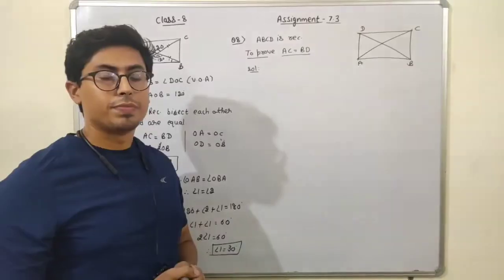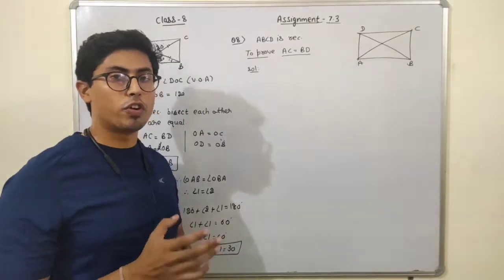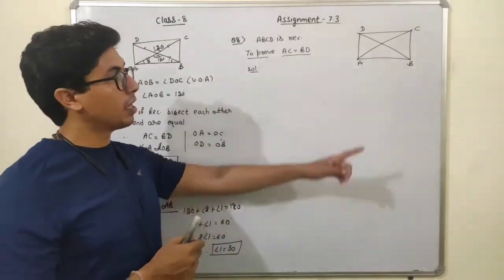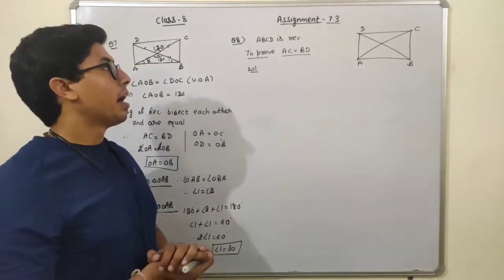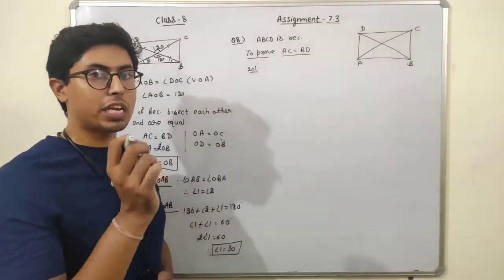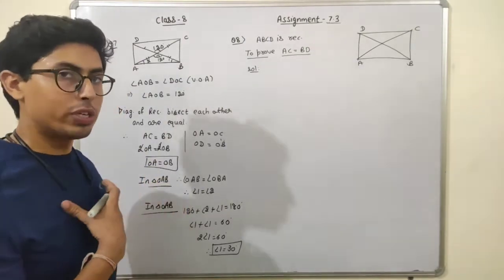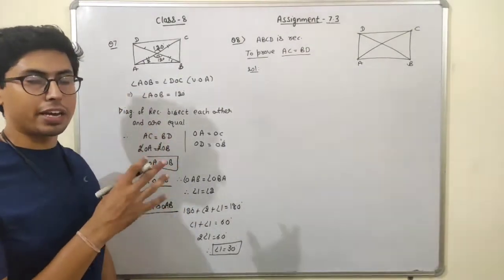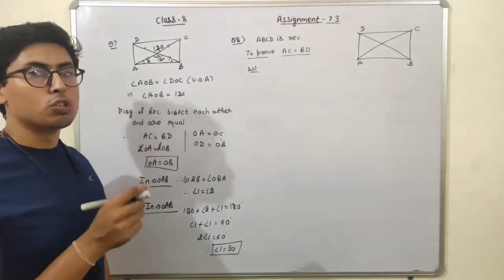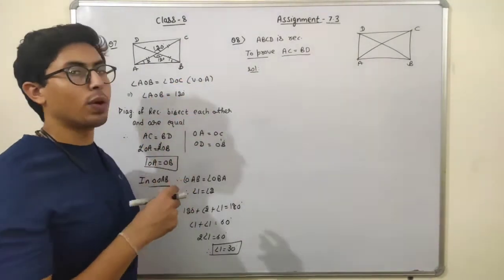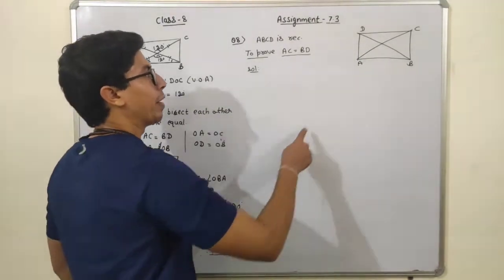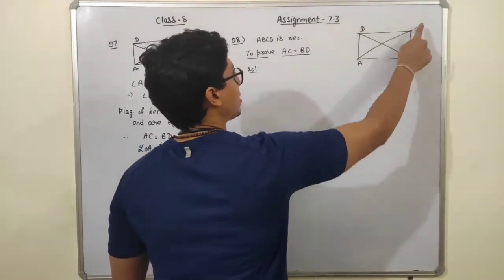Okay, students. Now just moving forward to question number 8. ABCD is a rectangle, as in this figure. I have to prove that AC is equal to BD, that means I have to prove that the diagonals are equal. Students, we know the property that the diagonals of a rectangle are equal and bisect each other. But this time I have to prove it. In order to prove that the diagonals are equal, I have to prove two triangles congruent. Which two triangles? I will take ADB and ACB.